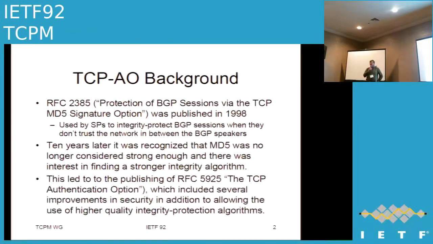At some point, it became understood that MD5 wasn't a sufficient algorithm anymore, and algorithms tend to get weaker, or shall we say, the environment around them gets stronger. It seemed important to look for another set of algorithms, and that led to actually publishing 5925, which is TCP/AO, which had some additional security features and benefits as well as changing algorithms.